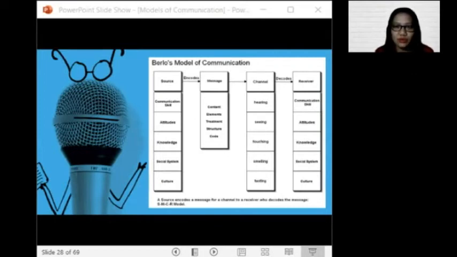And of course, the code, which could be in the form of language, text, or video. This is the form in which the message is being sent. And the channel. When we're talking about the channel, it is being affected by the different senses, such as the sense of hearing, sight, touch, smell, and taste. So it was being affected by this one.